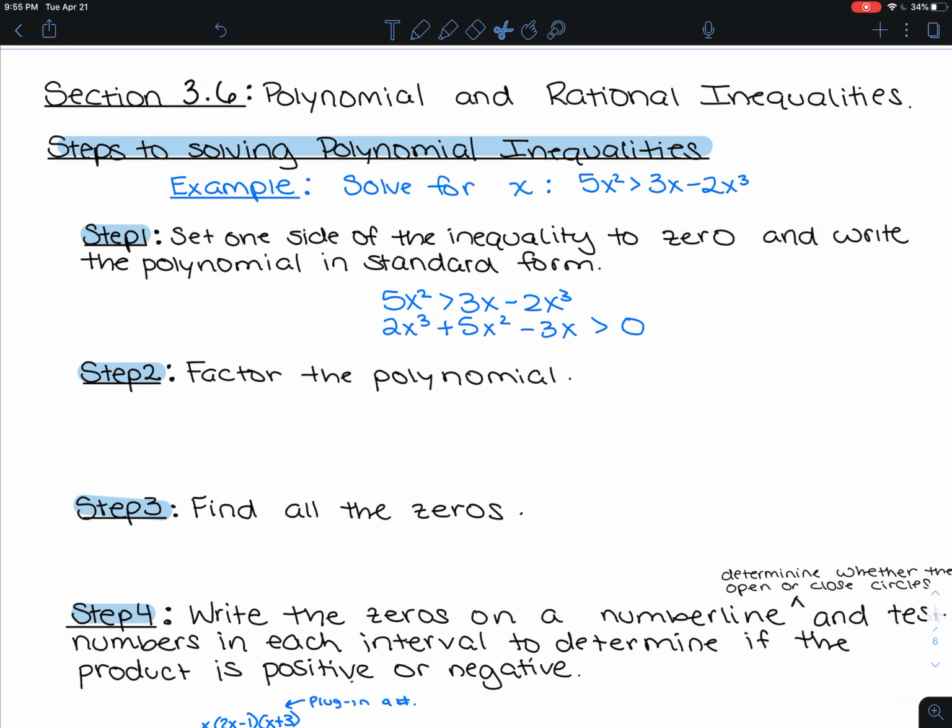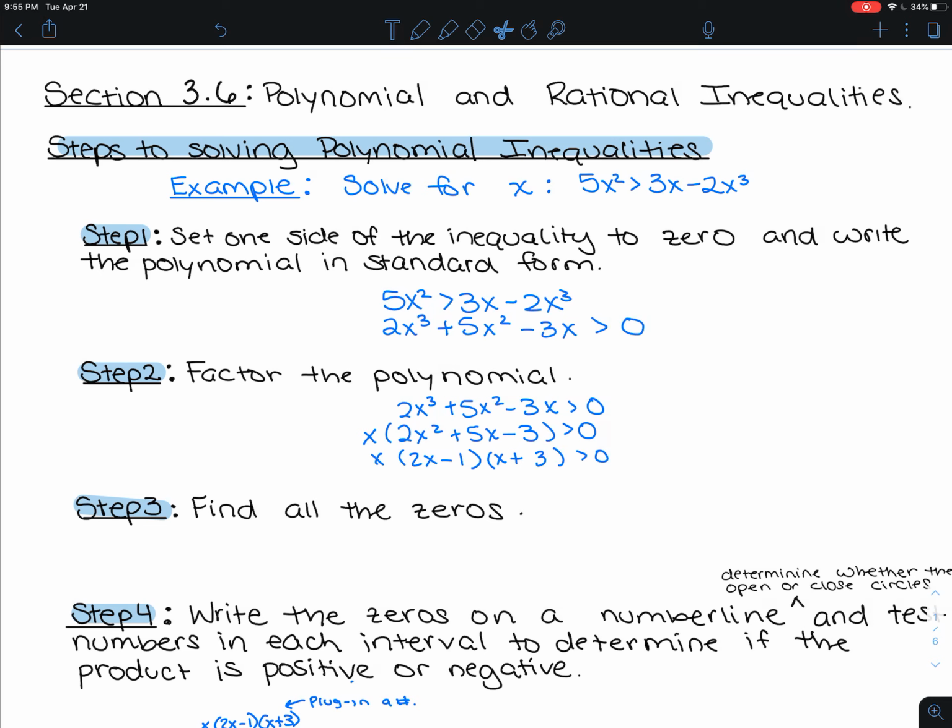Which brings me to the next step, factor the polynomial. The very first thing you want to do is to see if you can factor out a GCF, or a greatest common factor. And in this case, we do have a GCF. Do you know what it is? If you said x, then you are correct. Go ahead and factor out your x. And now we can factor the quadratic, the 2x squared plus 5x minus 3. And that factors out to 2x minus 1 times x plus 3.